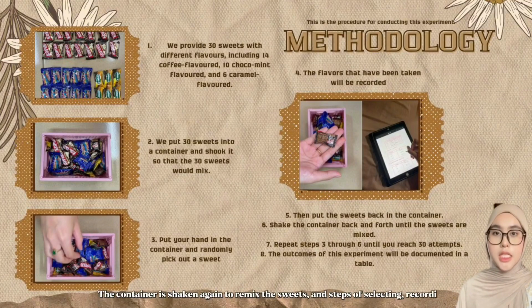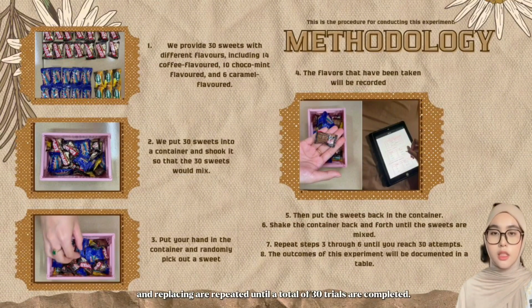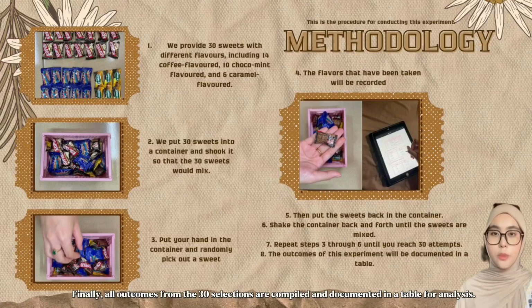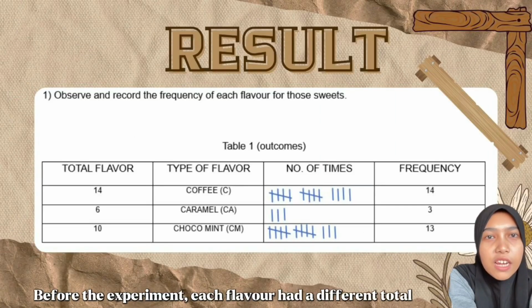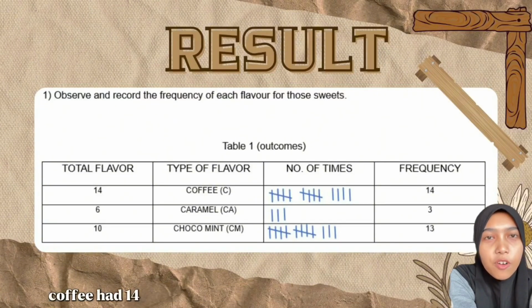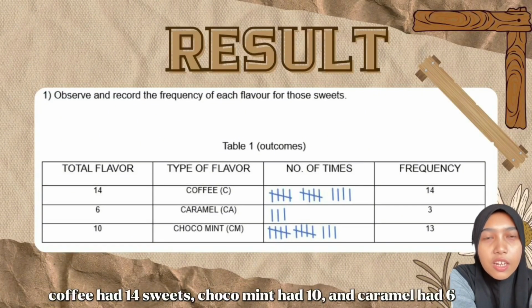The container is shaken again to remix the sweets, and steps of selecting, recording, and replacing are repeated until a total of 30 trials are complete. Finally, all outcomes from the 30 selections are compiled and documented in a table for analysis. Before the experiment, each flavor had a different total amount. Coffee had 14 sweets, chocolate mint had 10, and caramel had 6.